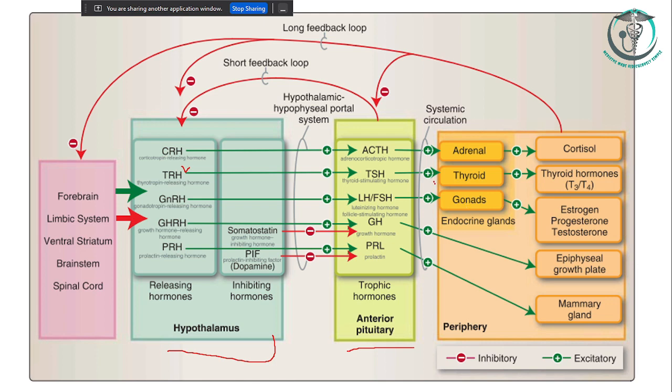The TSH is the one that goes to the thyroid, and then the ACTH is the one that goes to the adrenals. Okay, you also have another hormone called growth hormone releasing hormone. I want you to pay attention. All the hormones that are coming from the hypothalamus going to the anterior pituitary gland, they have releasing in their name. We have corticotropin releasing hormone, thyrotropin releasing hormone, gonadotropin releasing hormone, growth hormone releasing hormone, and then you have prolactin, the last one here. It's called prolactin releasing hormone. What does it do? It can stimulate the release of prolactin.